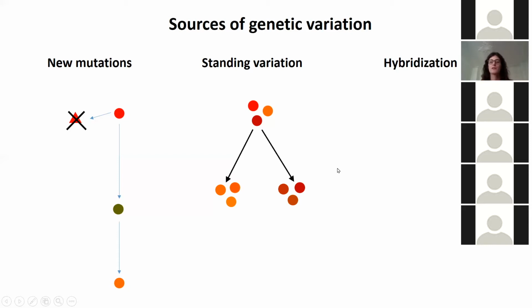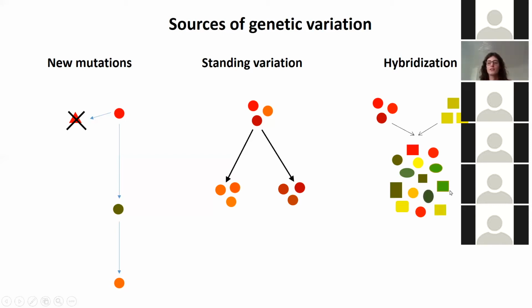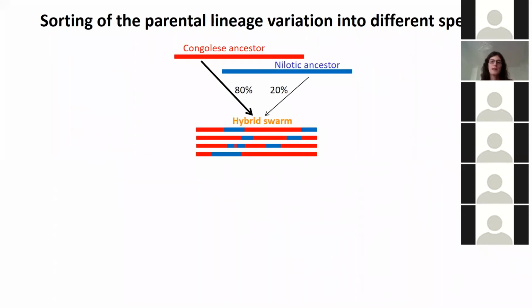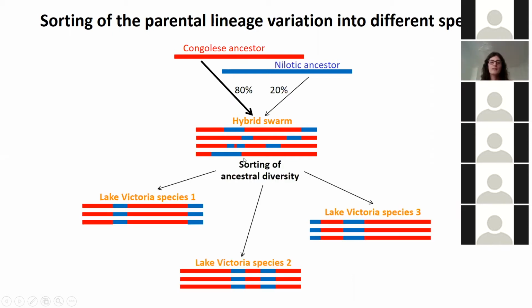However, maybe hybridization could help here, because during hybridization, two very divergent genomes or genetic diversities come together, and lots of different combinations of this genetic variation can arise from that. And then different species may arise via sorting of these different gene variants into different combinations, which then form new species adapted to different niches. So if that was the case, what we would expect is that a Congolese and an Upper Nile ancestor, when they hybridize, form a hybrid swarm with lots of different hybrids having some parts of the genome from the Congo ancestor and other parts from the Upper Nile ancestry. And then new species may arise by sorting of this ancestral diversity, where each species is a different mosaic of the Congolese and the Upper Nile ancestor.